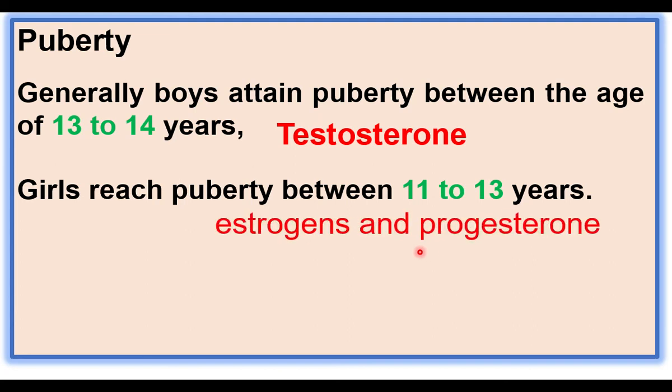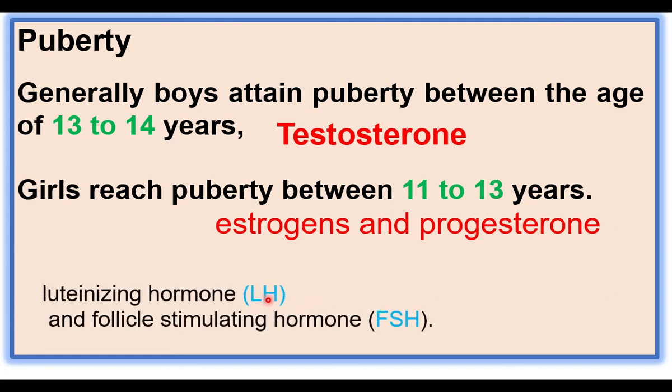Here, estrogen and progesterone, two female reproductive hormones, are produced inside the ovaries after puberty. The male and female reproductive hormones are produced under the influence of anterior pituitary hormones. We had learned in the previous lesson, the anterior pituitary hormones, LH, luteinizing hormone, and FSH, follicle stimulating hormone. These hormones are produced by the anterior pituitary. These hormones are responsible for the secretion of testosterone, estrogen and progesterone.